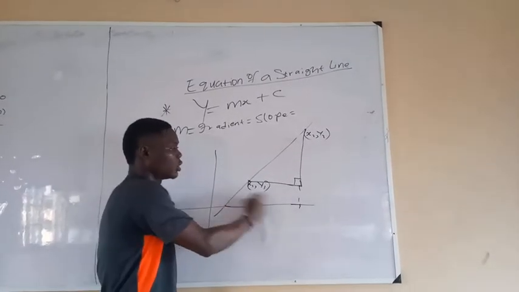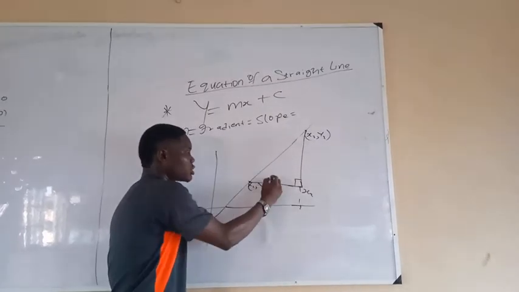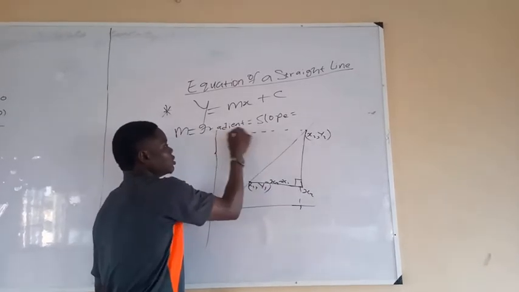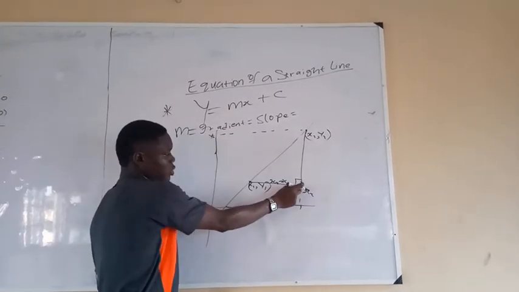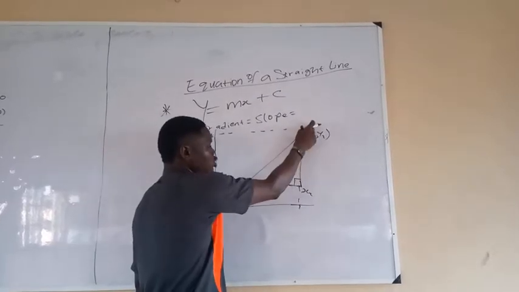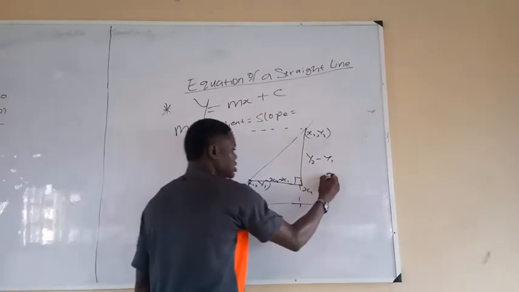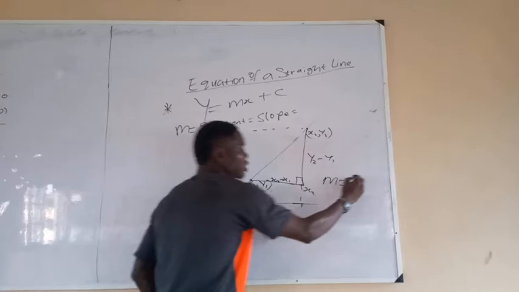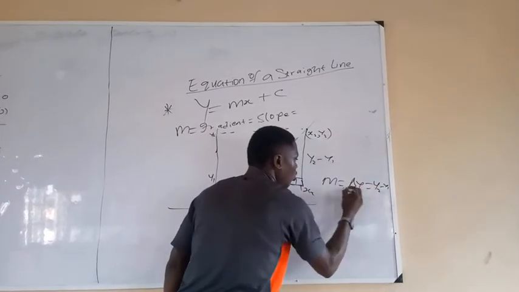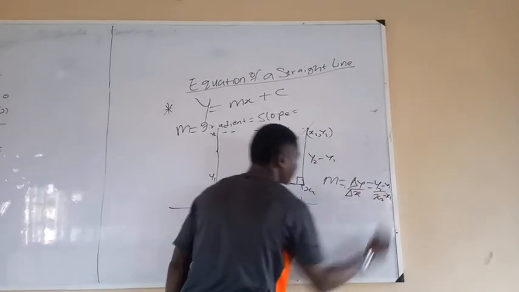Now, if here is x1 and this is x2, it implies that the distance between these two points is just x2 minus x1. If this point is y2 and this point is y1, it implies that the distance between them is y2 minus y1. Now, gradient m is actually change in y, which is y2 minus y1, all over the change in x, which is just x2 minus x1.